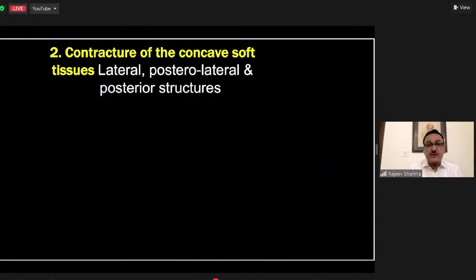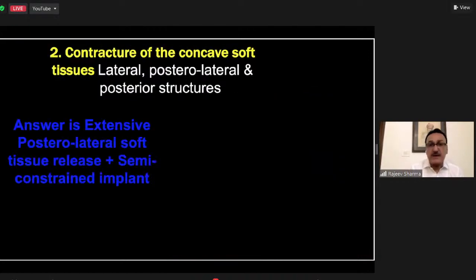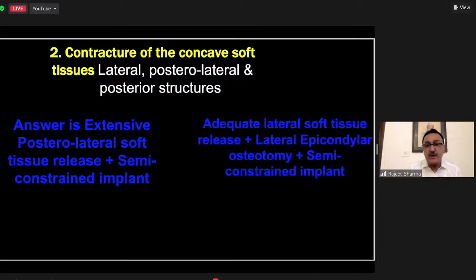Where you have a contracture of the concave soft tissues, lateral, posterolateral, or posterior structures, as we discussed, the answer is extensive posterolateral soft tissue release and a semi-constrained knee implant, or with a lateral epicondylar osteotomy.